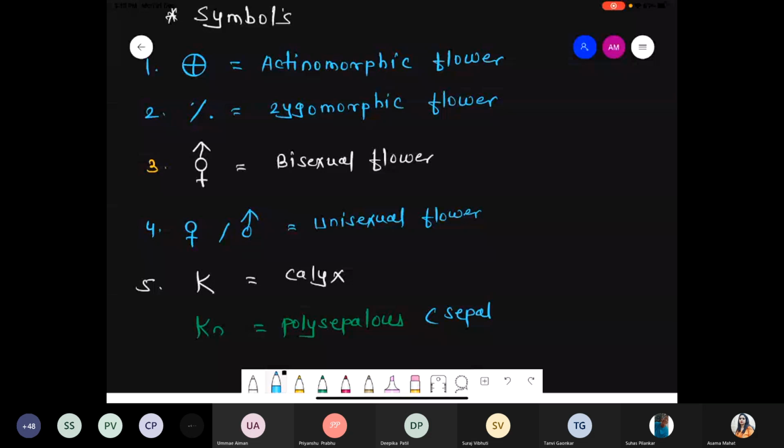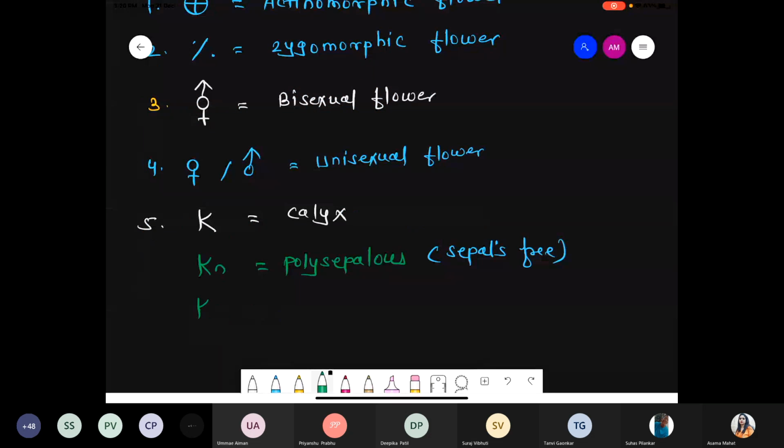And if we use capital K and N, the number of sepals, inside a bracket, what does the bracket mean? Fused condition. For the fused condition, we use the word gamosepalous. Gamosepalous means the sepals are fused with each other. So the bracket represents the fusion.